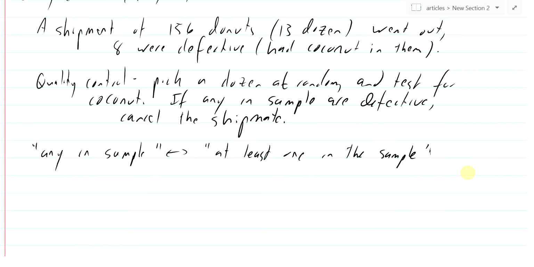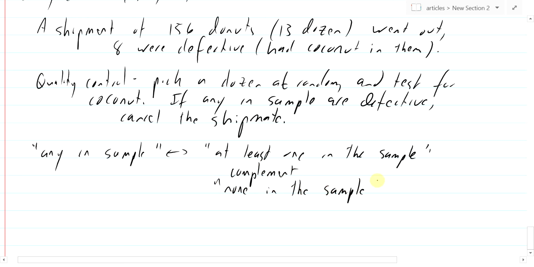And as we've seen before, at least one can be a complicated thing. Here, at least one means either 1 or 2 or 3 or 4 or 5 or 6 or 7 or 8 or 9 or 10 or 11 or 12. Calculating the probability that you got that many in the sample is tedious, doing all of those. So complement to this is none in the sample, right? Because either there are no contaminated ones or there's at least one. Those are our complements. This is actually easier to calculate.